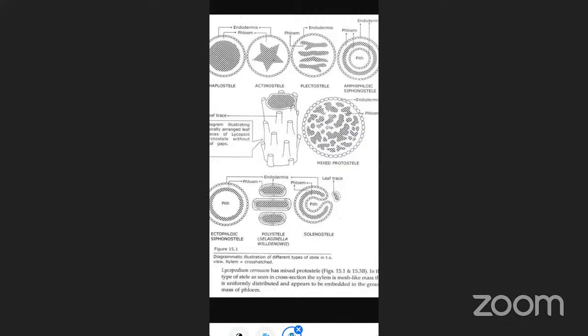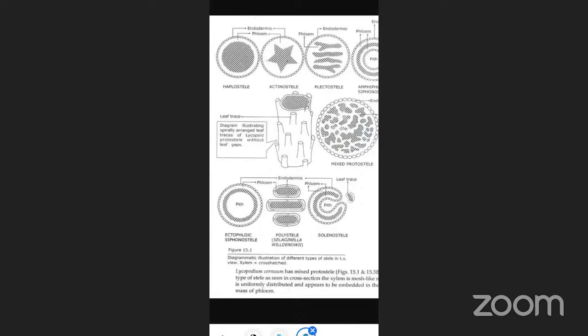Protoxylem and metaxylem. Metaxylem occurs around the protoxylem. That one is the mesarch condition. So the next topic is the composition of the xylem and phloem.